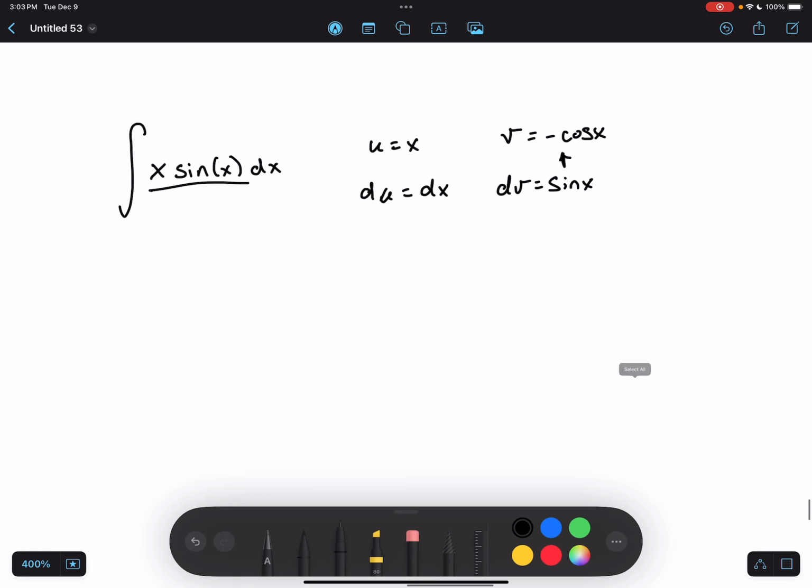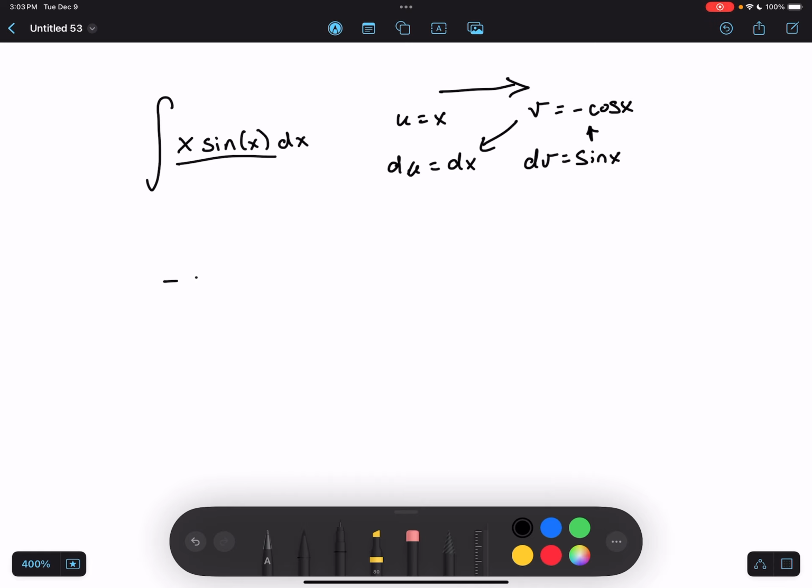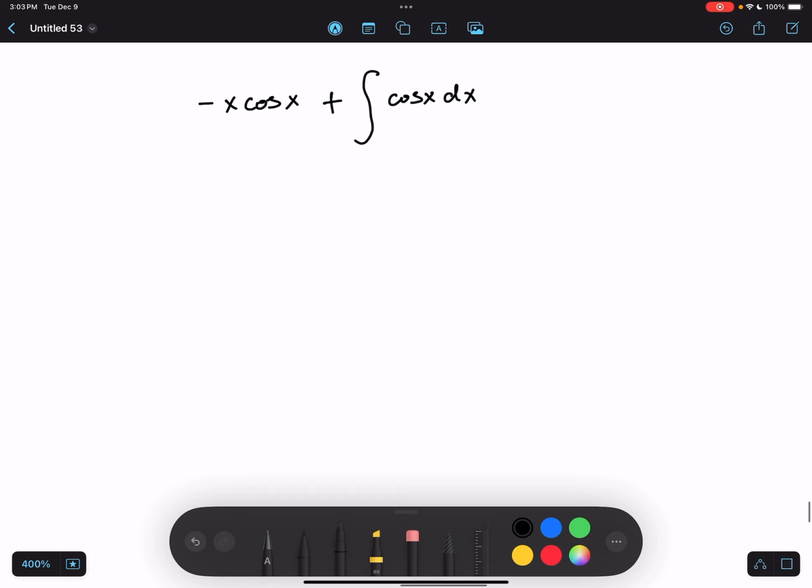With integration by parts, we go across the top and then down and over like that. So what we'll do first is we'll say negative x cosine x, that's going across that way, minus the integral, and this is a negative here, so we're going to change that to a plus, cosine x dx. And now all we have to do is solve this integral. So we've got negative x cosine x, and then the integral of cosine x is simply plus sine x.